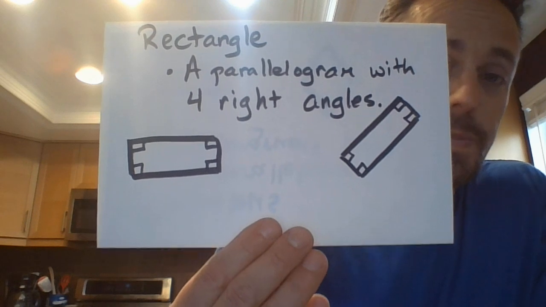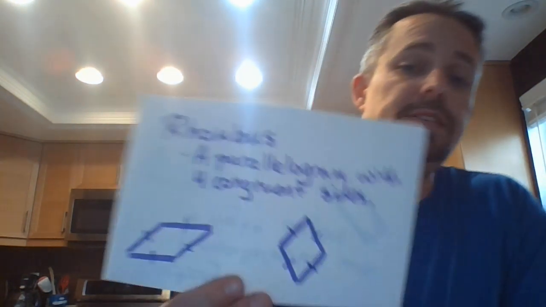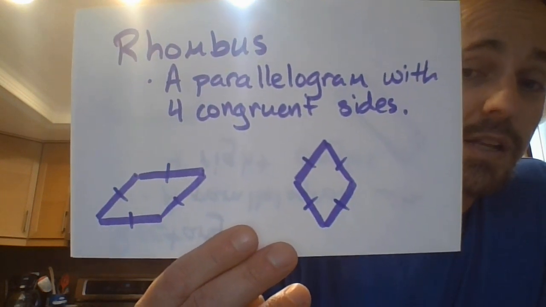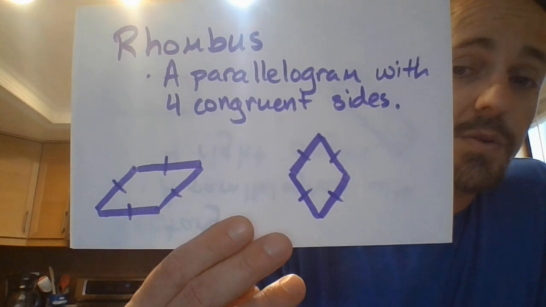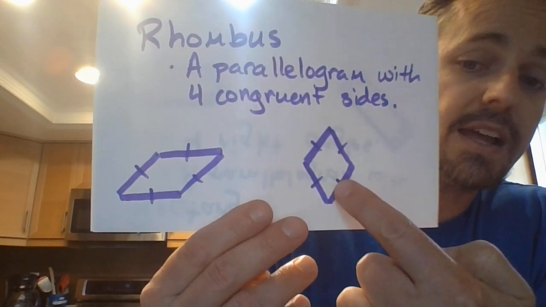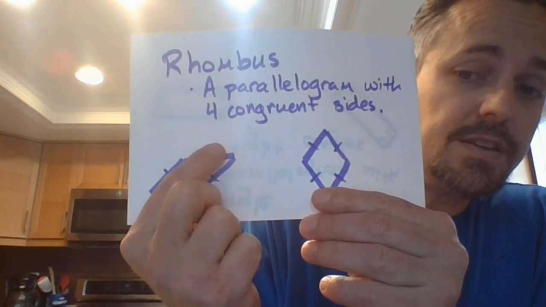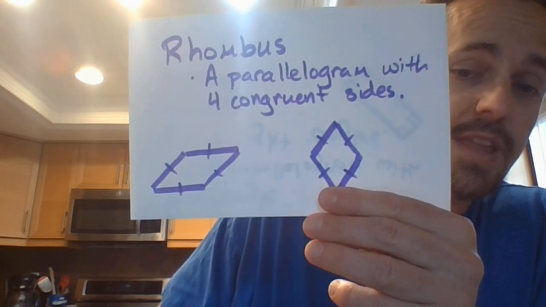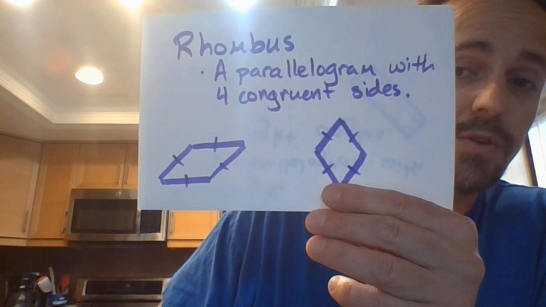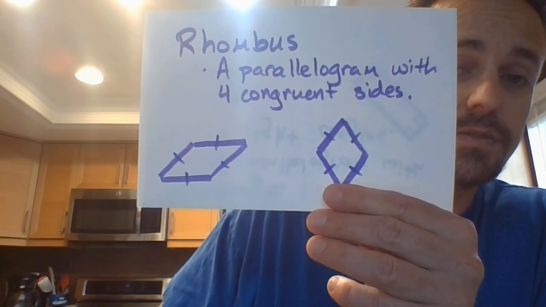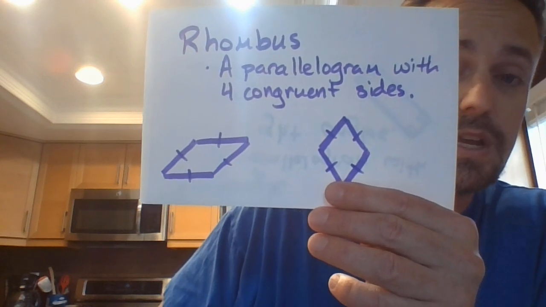It's a special one. And here's another type of a special parallelogram. This is a rhombus, right? And a rhombus is simply a parallelogram with four congruent sides. That means all of the sides are exactly the same length on a rhombus. Other than that, it's exactly like a parallelogram. So a rhombus is a type of a parallelogram, just like a rectangle is, right? And there are different types of parallelograms, but that's what a rhombus is.